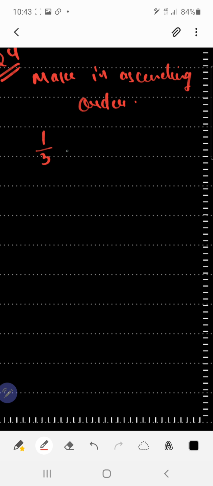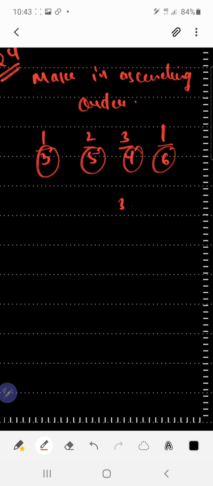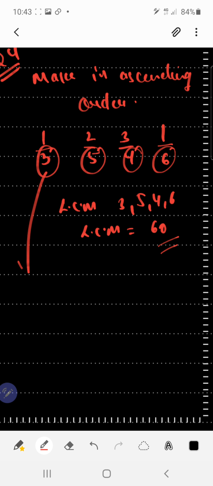So 1 upon 3, 2 upon 5, 3 upon 4, 1 upon 6. So as I said, by making denominators equal, that means 3, 5, 4, 6 LCM you have to take. You have to make the LCM, and LCM, my dear kids, you will get 60. I'll be checking your PDFs and you do not have to directly jump on to the LCM. You have to manually find the LCM. Don't directly write कि मैम ने वीडियो में डायरेक्ट 60 लिखा है तो हम भी 60 लिखेंगे. No, you have to find it on your own.